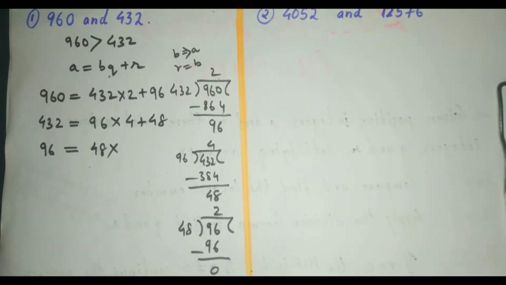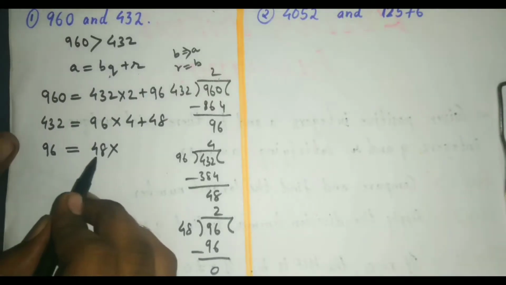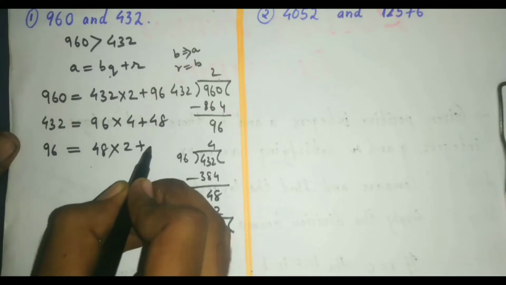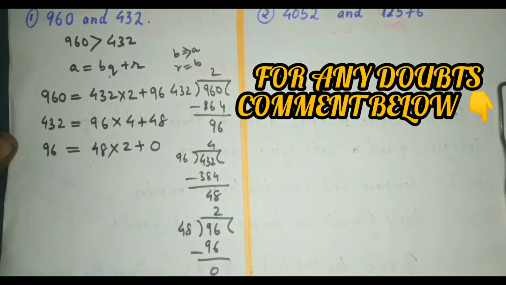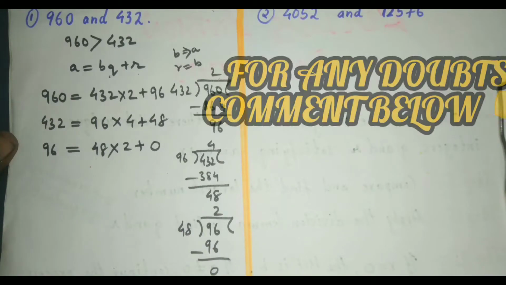96. So the remainder is 0. Fine. So the quotient is 48, into what? 2 plus remainder is 0. So we have to stop here. Why? Because the remainder becomes what? It became 0. So finally we have got the HCF.